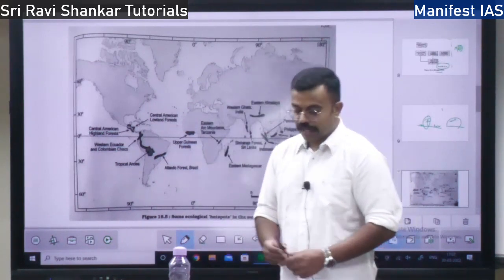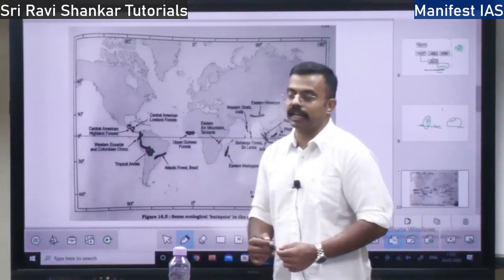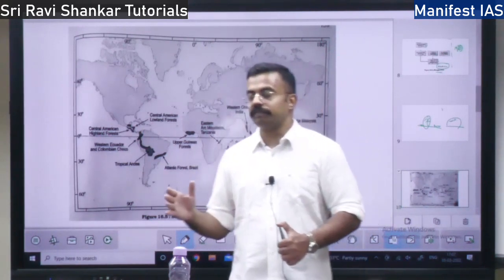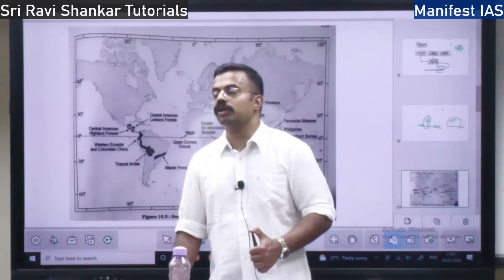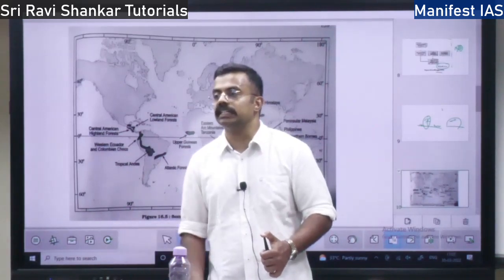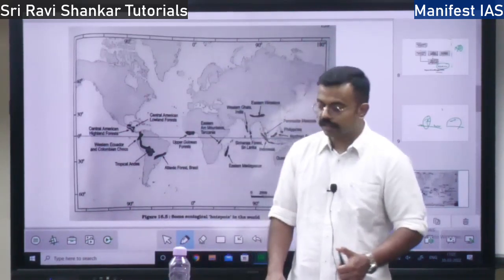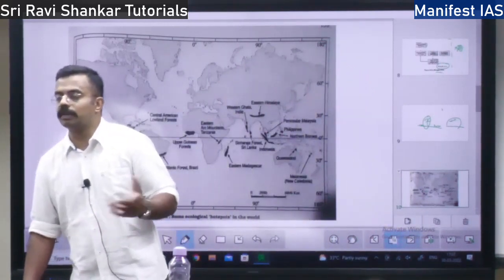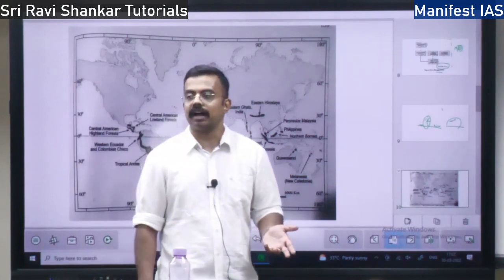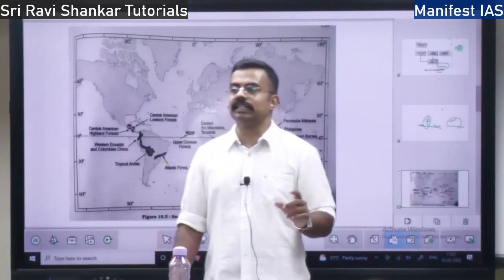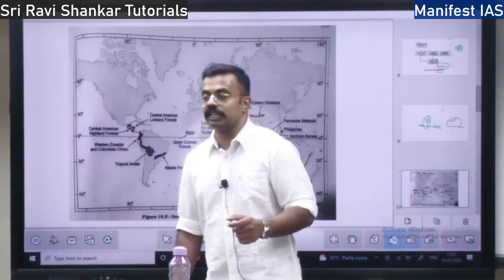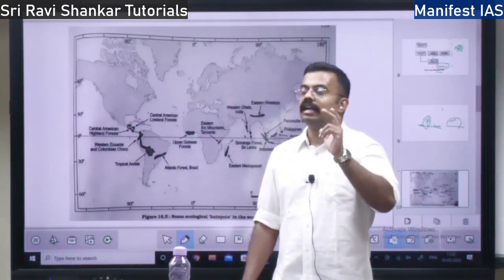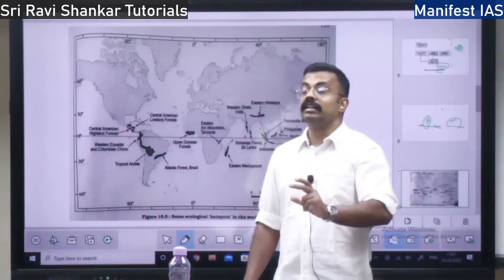The second list is vulnerable species. There you have the animals that will go extinct in the future. If we do not take proper care, they will go extinct in the future. That is the vulnerable list. The third one is the data deficient list. About some animals, we don't have any data on how much abundance they are in; that is the data deficient list. So you have critically endangered, endangered, vulnerable, data deficient, and least concern.